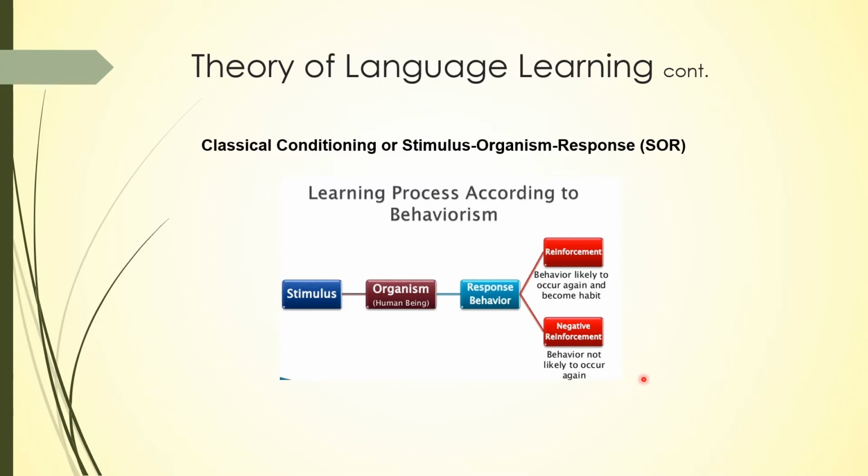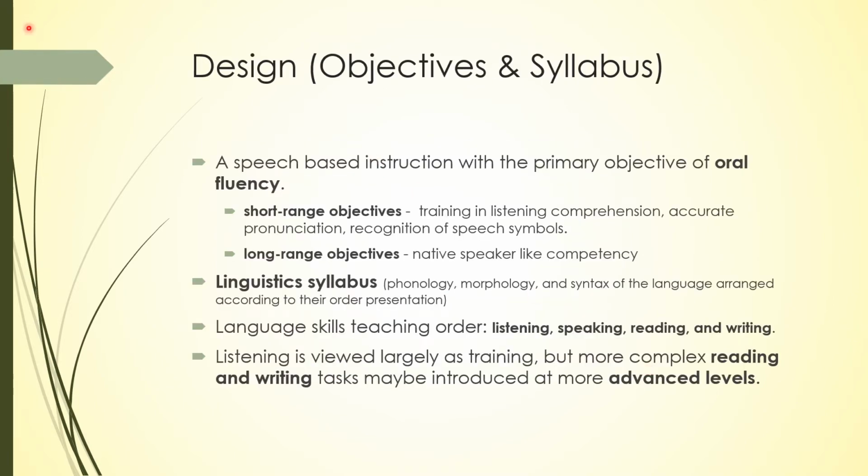This particular learning process is applied in the theory of language learning in the audiolingual method. So how is the audiolingual method designed, and what are the objectives and syllabus of the audiolingual method? It has come up several times that it is an oral based approach. So oral fluency is the primary objective of this particular method.